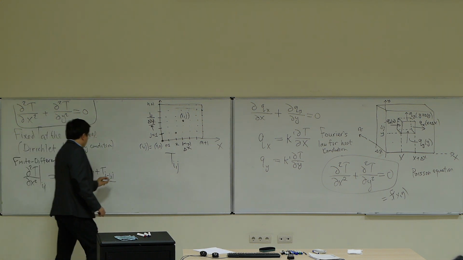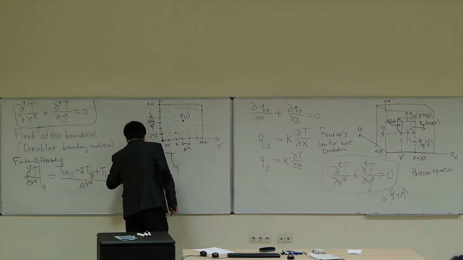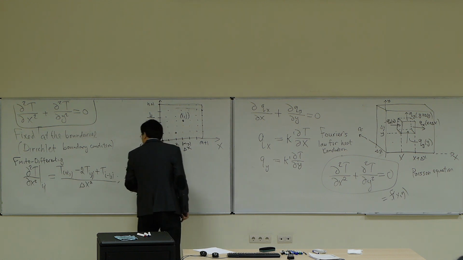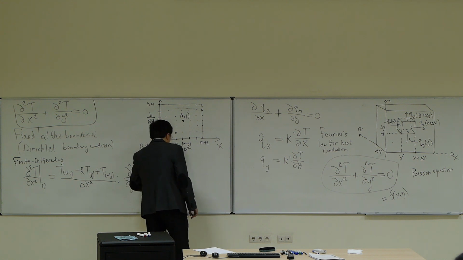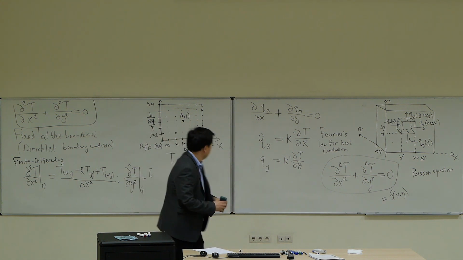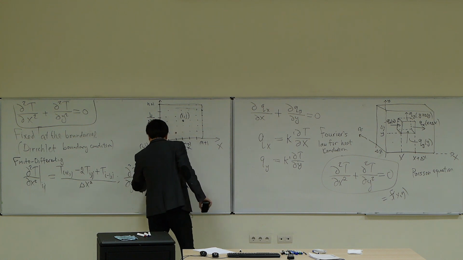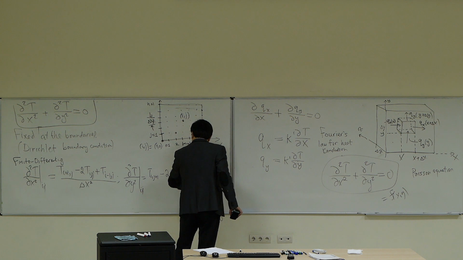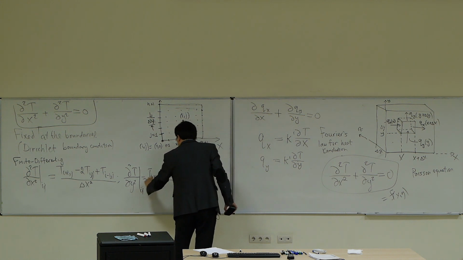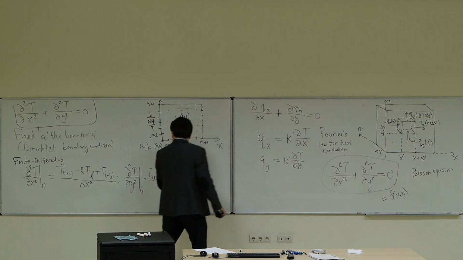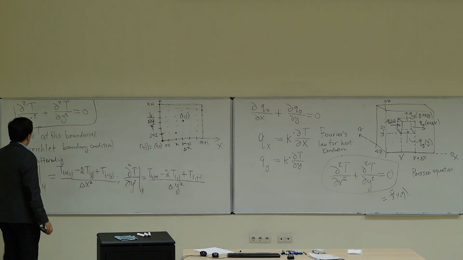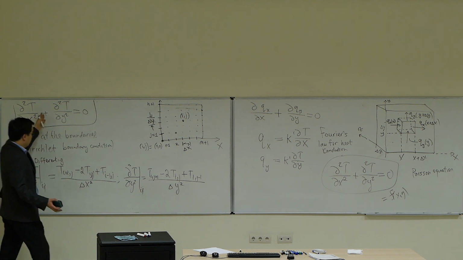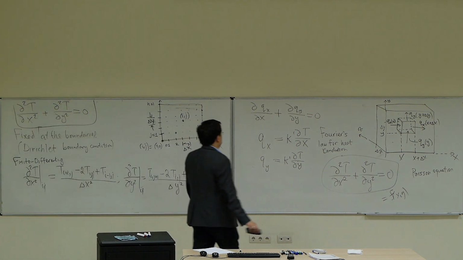The same thing I will do for the derivative of t with respect to y at point i, j. It will be just t i, j plus 1 minus 2 t i j plus t i, j minus 1 over delta y squared. All right. So I have a finite difference approximation for this guy and for this guy. The only thing left to do is to put these here, and let's see what I get.